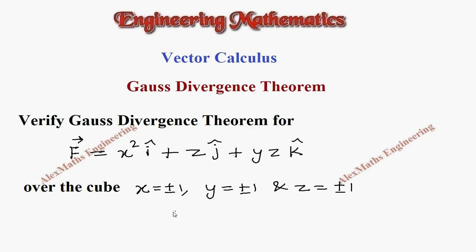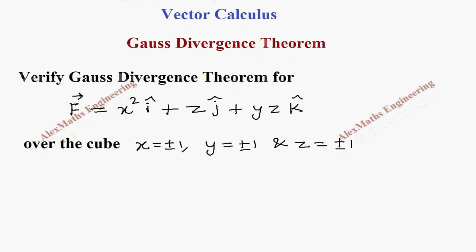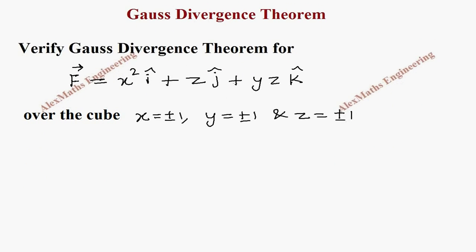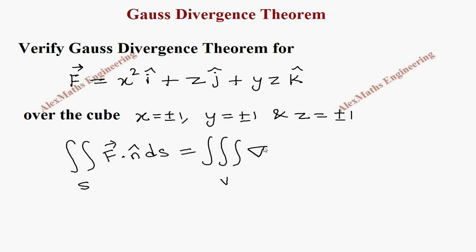In this video, we are going to verify the Gauss divergence theorem for the given f vector over the cube, which is bounded by x is equal to plus or minus 1, y is equal to plus or minus 1, and z is equal to plus or minus 1. Let's write the Gauss divergence theorem, which is double integral over the surface S, f vector dot n cap ds, which is equal to triple integral over the volume V, del dot f vector dv.